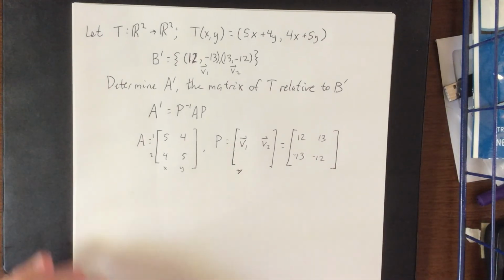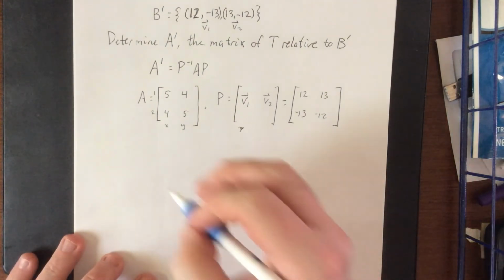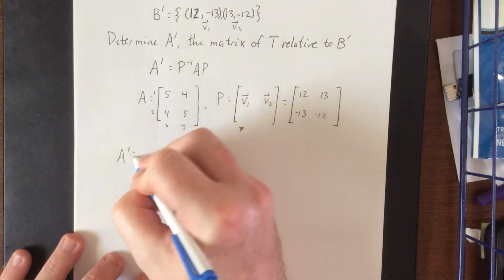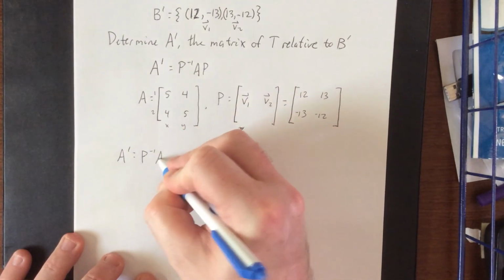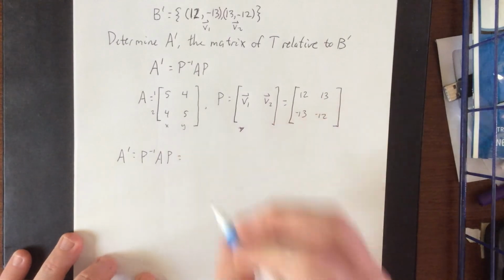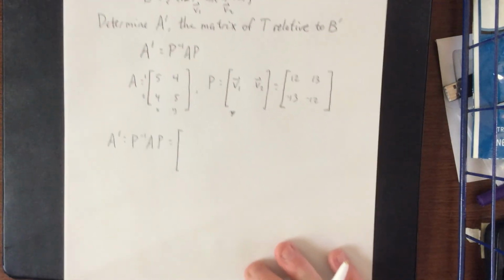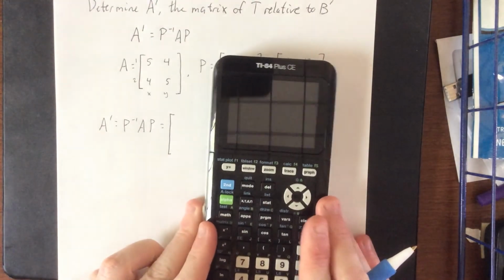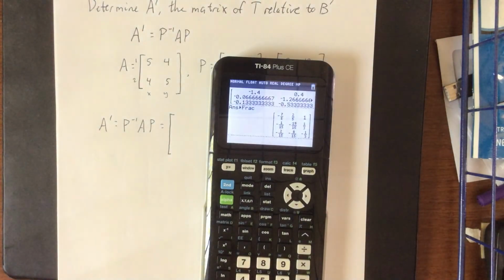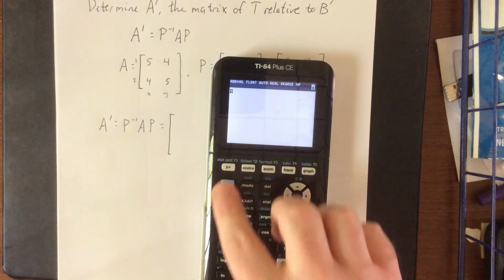Then to create A prime, this is where we're going to let our calculators take over. So A prime is going to be P inverse times A times P. We'll load that into the calculator and see what we wind up with. So into the calculator, let's put these two matrices that we just created.